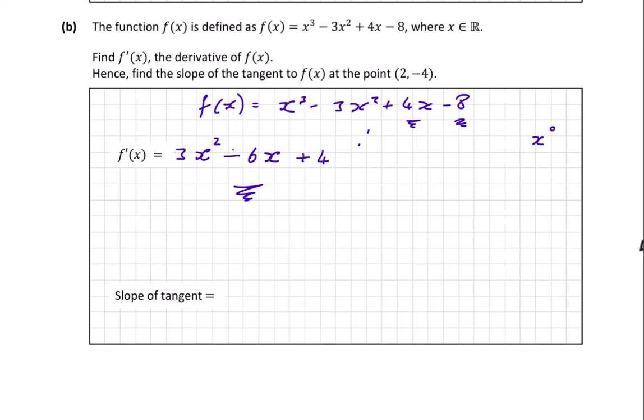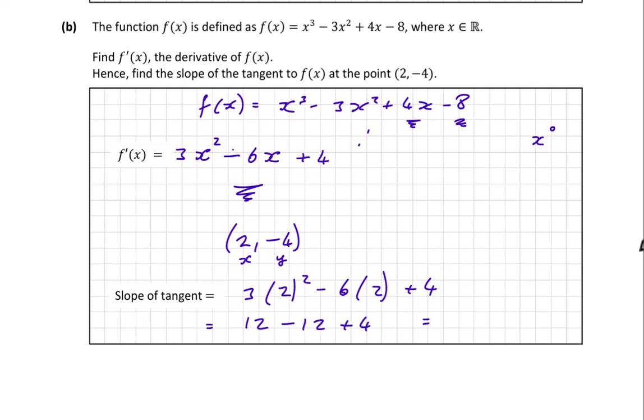Now the slope of the tangent, we have a point (2, -4). So that means x is 2. So this is x, this is y. So all you got to do, the slope of the tangent is going to be 3 times, put the 2 in instead of the x. So it's going to be 2 squared minus 6 times 2 plus 4. That'll give us, let's see, you must do the power first. 2 2s are 4. 3 4s, 12. Minus 6 times 2, minus 12 plus 4. And that'll finally just give you a slope of 4.